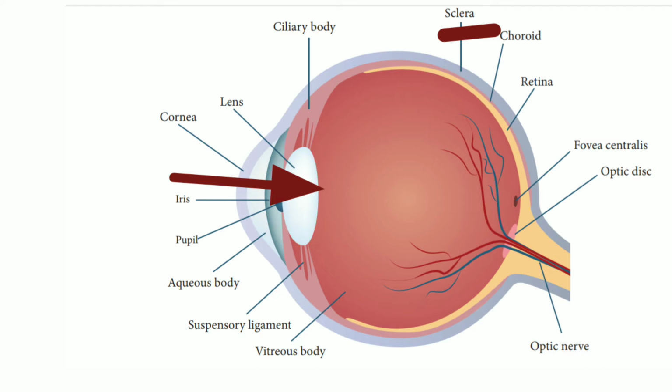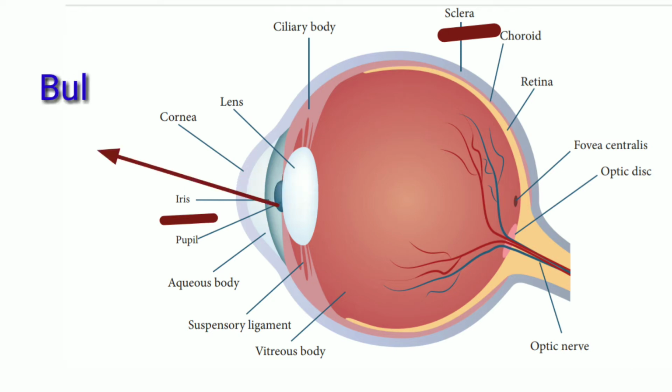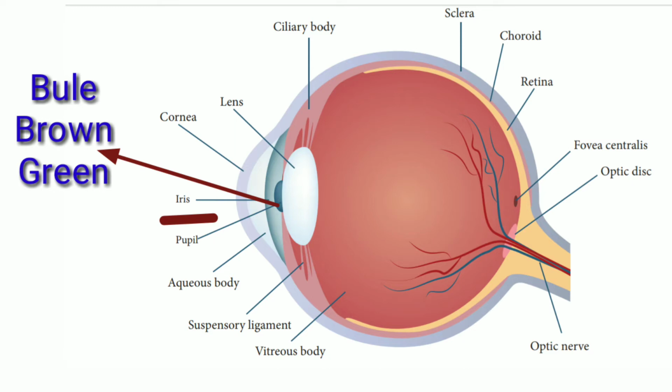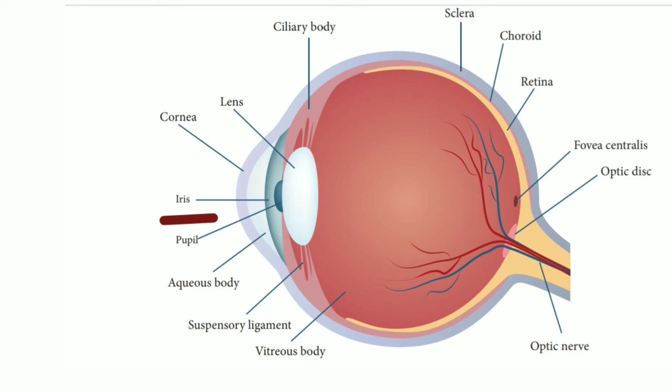Next one, iris. It is the colored part of the eye. It may be blue, brown or green in color. Every person has a unique color, pattern and structure. The iris controls the amount of light entering into the pupil, like a camera aperture.